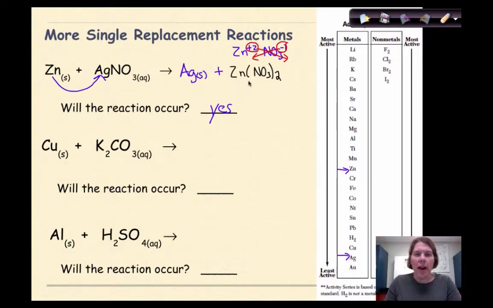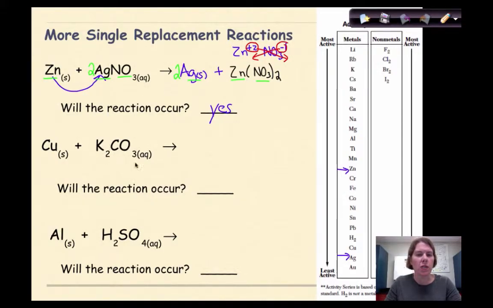And then if we wanted to go back really quick and balance this, we could say, all right, I have 2 NO3s, so I'm going to put a 2 in front of here. That gives me 2 Ags. I'm going to put a 2 in front of here. So 2 NO3s, 2 NO3s, 2 Ags, 2 Ags, 1 zinc, 1 zinc. It's balanced. Because in the end, it's going to bug you anyways if you don't balance it, so you might as well.